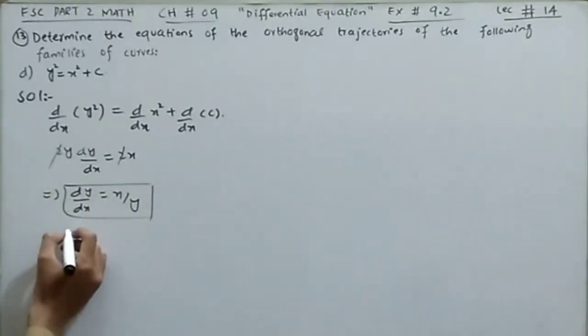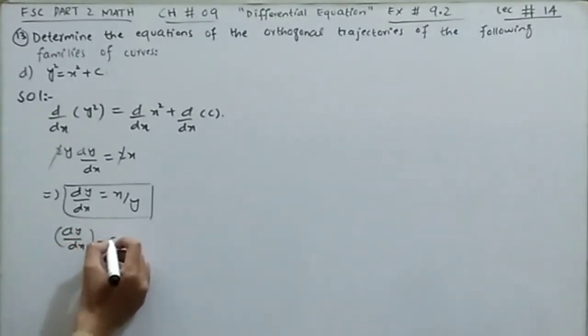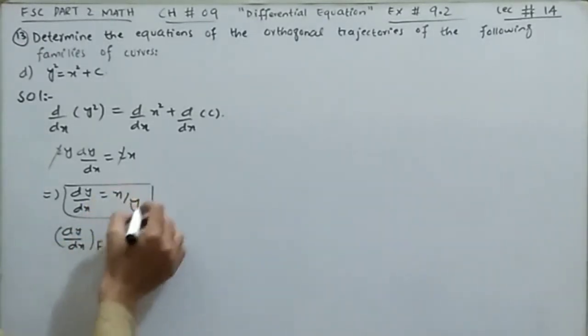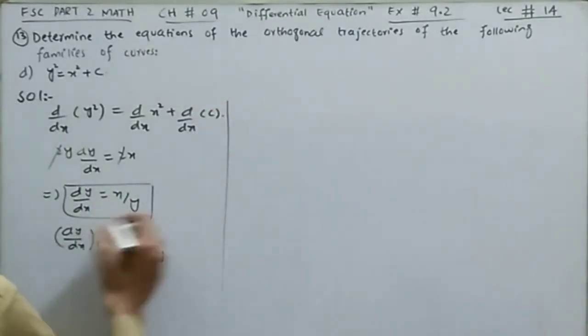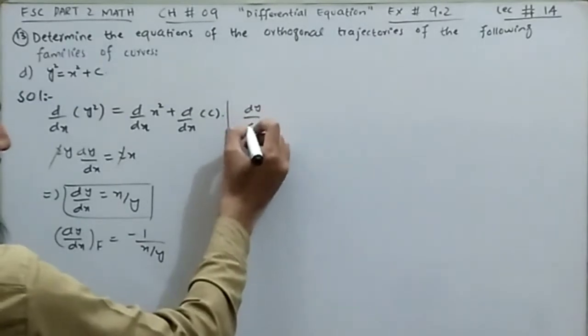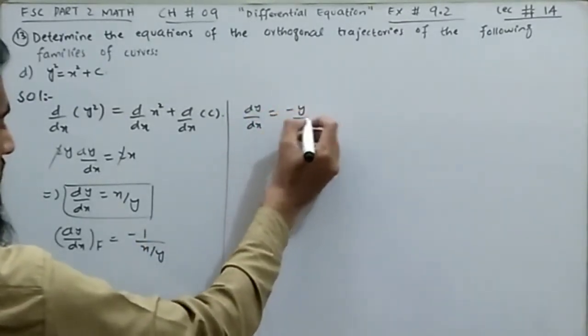Now using the formula, dy by dx at another point, let's suppose f, is equal to minus 1 over the original derivative, which is x over y. Simplifying further, dy by dx will be equal to, shifting y to the numerator, minus y divided by x.